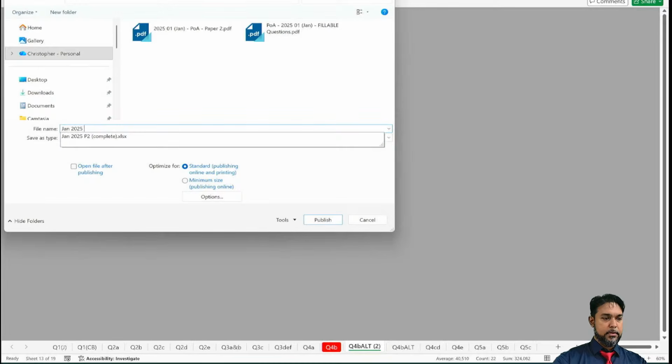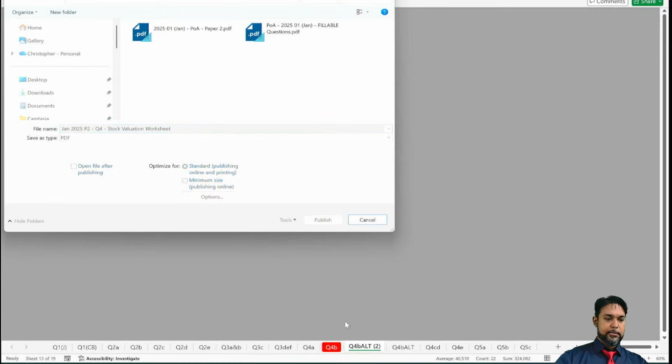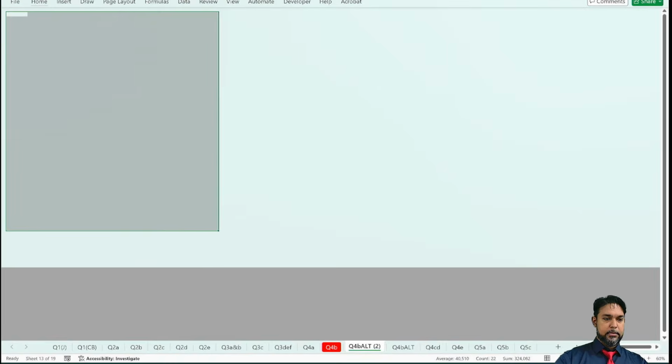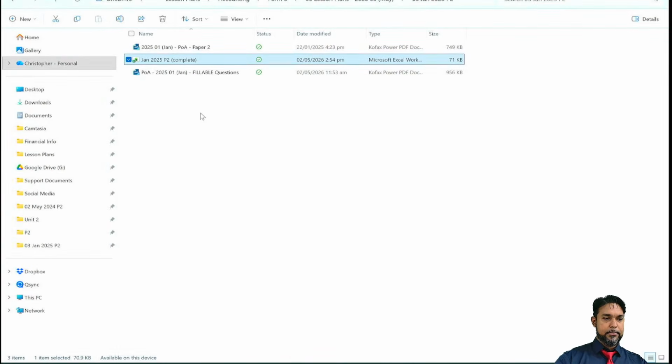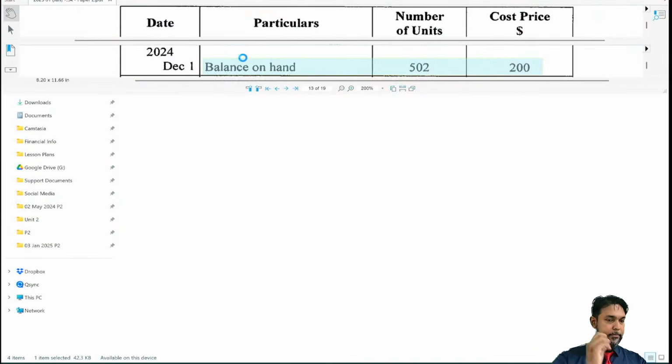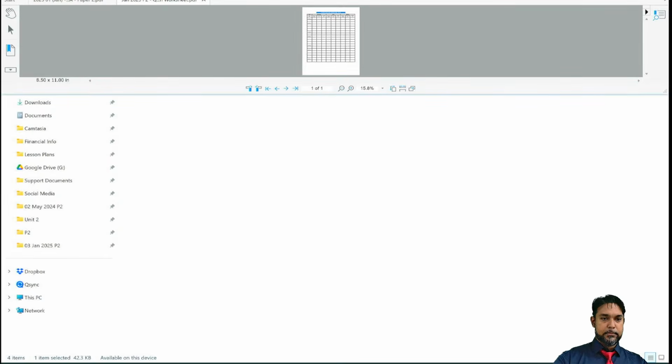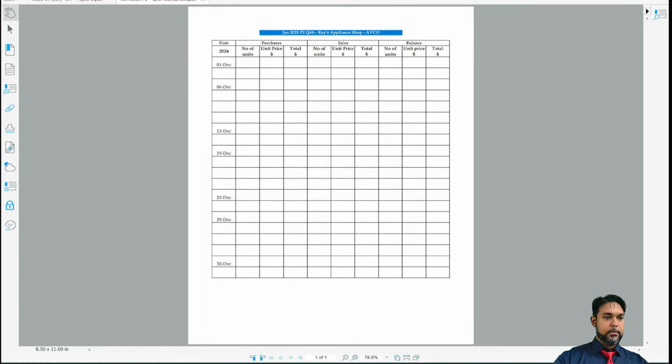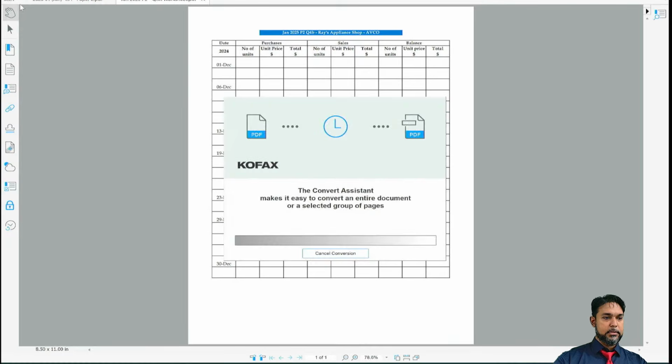Jan 2025, paper 2, question 4, stock valuation worksheet. Right, so give me a sec, let me also pull that up. We're going, right, there you go. I'll make it fillable and send it for you guys online.